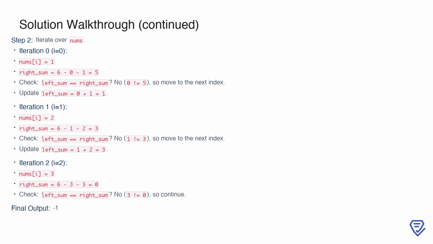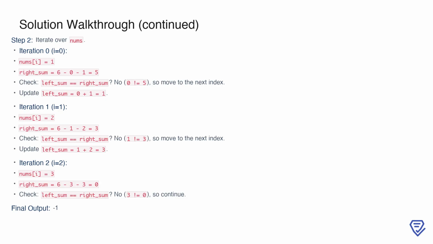The right_sum is calculated as 6 minus 0 minus 1, which is 5. Since left_sum is not equal to right_sum, we update left_sum by adding nums[i], making left_sum 0 plus 1, which is 1.